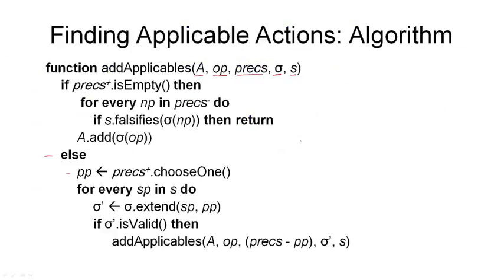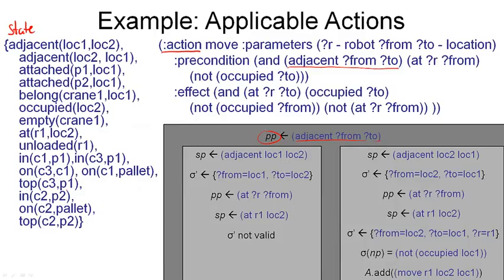Looking back at the algorithm, we see that the next step is to look for all those state propositions that can match this positive precondition. So let's look at our state. This is the adjacency relation, and we have two adjacency ground atoms in our state, namely location 1 to location 2 and location 2 to location 1. So these are the two cases here I've listed for SP. The loop will go through those two and succeed there.